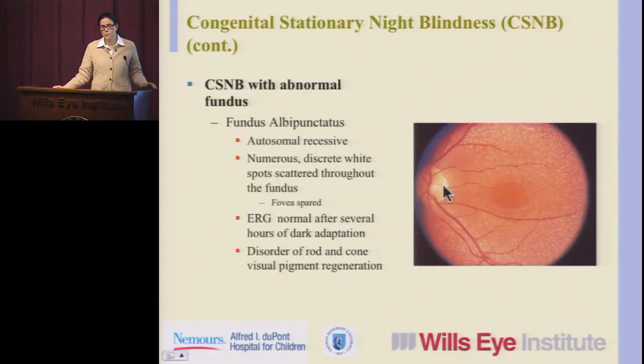Again here, fundus albipunctatus, classic photo here where you have these discrete little white dots, but absolute sparing of your fovea. And that's the classic picture for that. Your ERG in this case will be normal once they've been dark adapted for several hours. And this is a disorder of your rod and cone cells.